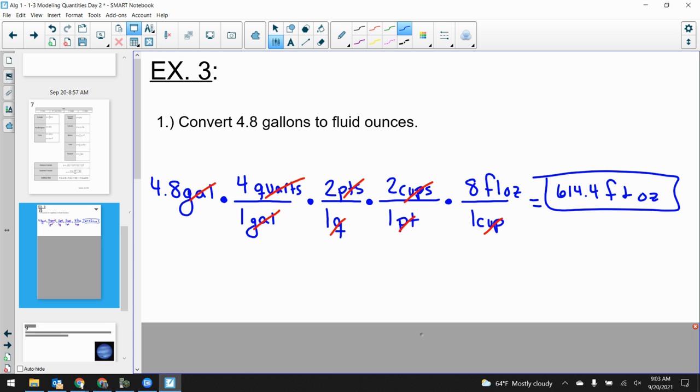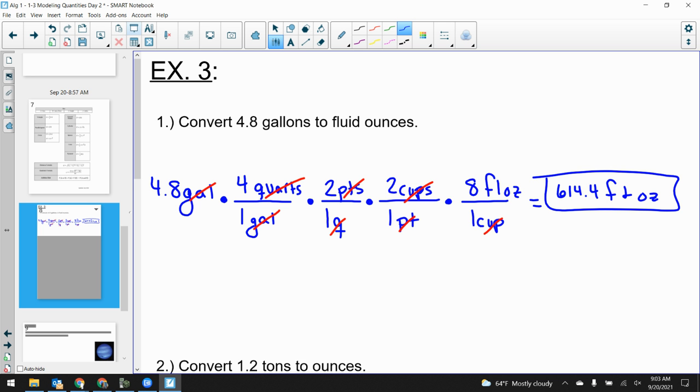Now, do we understand? I hope you logically think, okay, I've got gallons, like 4 milk jugs, or almost 5 milk jugs, and I'm figuring out fluid ounces? That's going to be a lot of fluid ounces, right? 614 fluid ounces. Logically think it through. Make sure their answer is plausible.